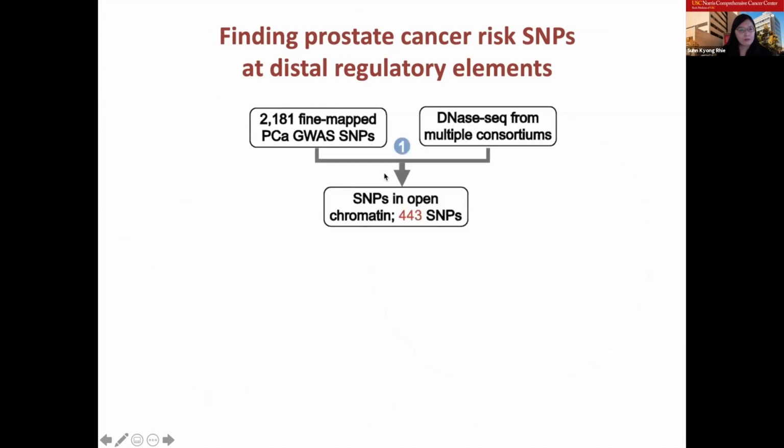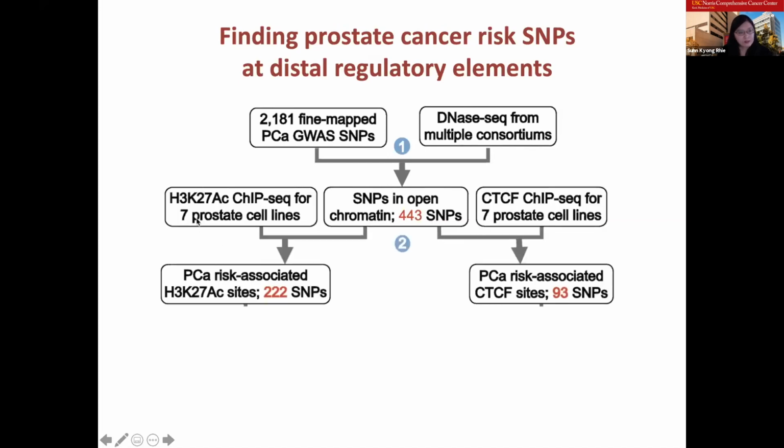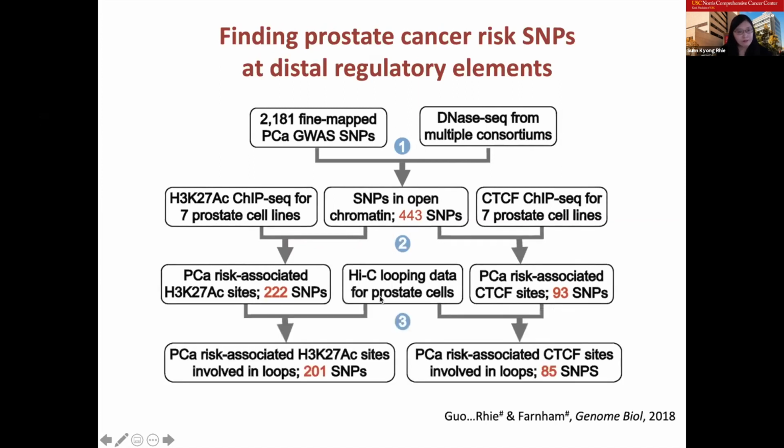And then we overlap with the DNA-seq signals, and then we are able to find some SNPs in open chromatin regions, like 443 SNPs here. Then we overlap with some enhancer signatures, H3K27 acetylation, and then CTCF signals here. And then we were able to narrow down from 443 to 222 SNPs, and then 93 SNPs located at CTCF sites. And then we brought our Hi-C looping data and narrowed down to the 201 and 85 SNPs.